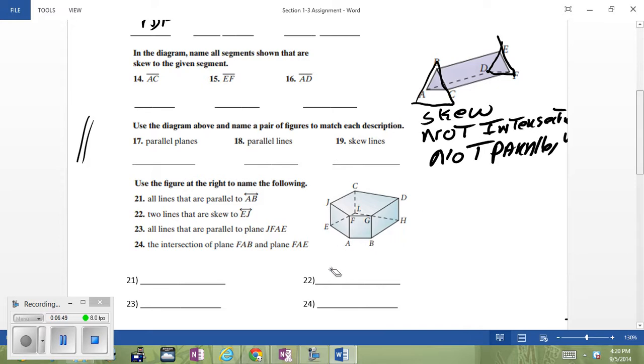Next question, 24. The intersection of plane FAB, that's this front face right here, and plane FAE. FAE is this plane over here, and they're going to intersect right here at FA.